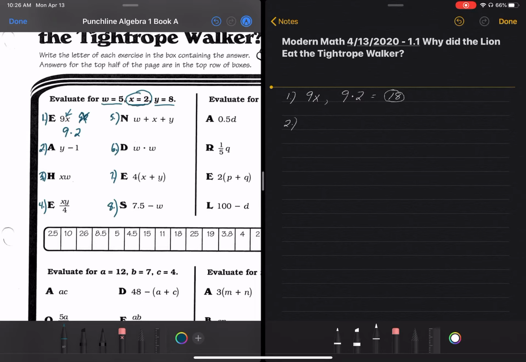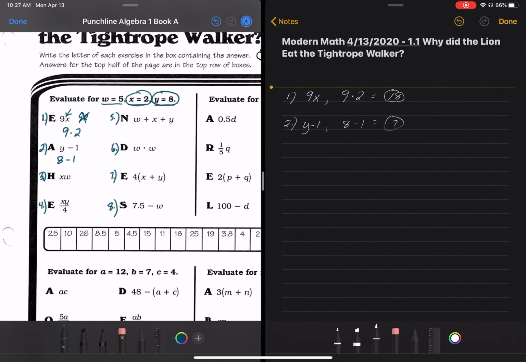Over on the left, it says y minus 1. Up here at the top, it says y is equal to 8. So I'm going to replace the y with 8. So it's going to be 8 minus 1. Again, if I'm doing it on a piece of paper, over here I'm going to go y minus 1, number 2, and that is 8 minus 1. 8 minus 1 is 7. Circle it. Cool?